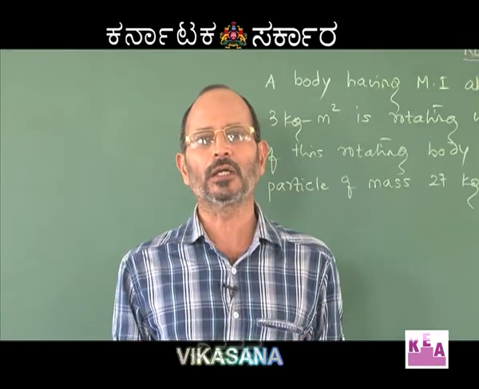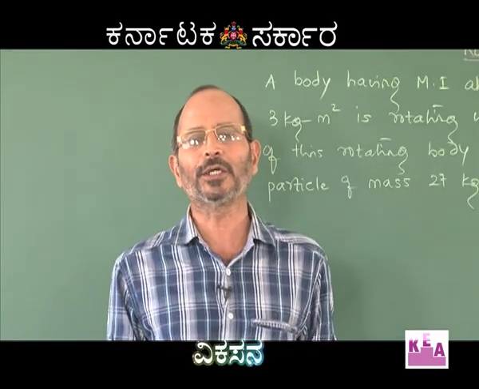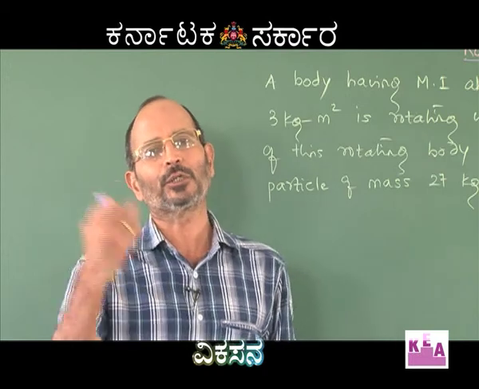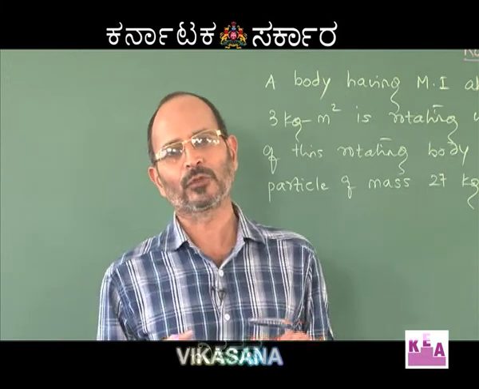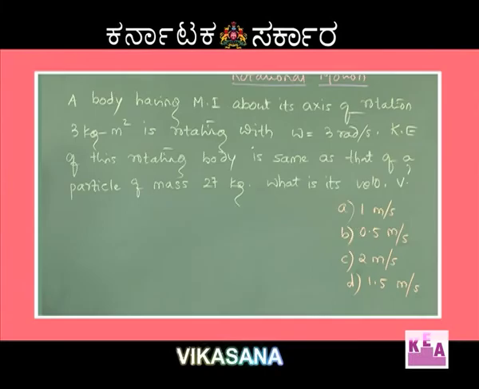Now, if it is a particle, then it has got only translational kinetic energy associated with it, which I think you have been writing as half mv square. So, now let us read the problem and see how we can use this. A body having moment of inertia about its axis of rotation 3 kg meter square is rotating with angular velocity omega equal to 3 radians per second. Kinetic energy of this rotating body is same as that of a particle of mass 27 kg. What is the velocity of that particle?